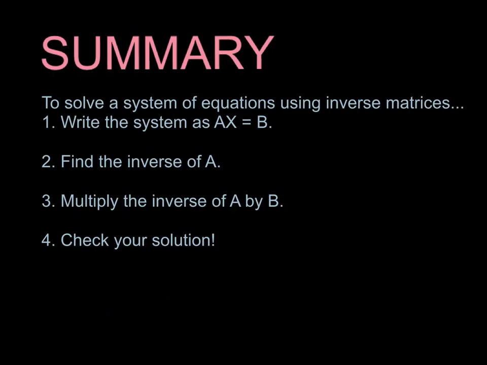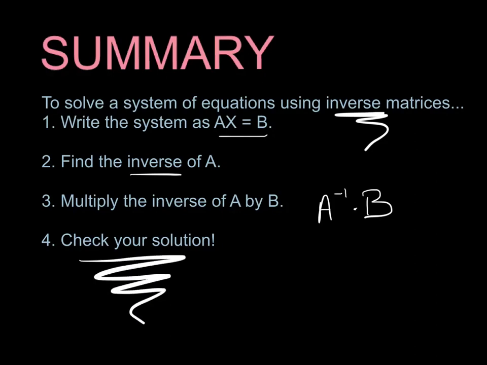So here is our summary. In order to solve a system of equations using inverse matrices, you first write the system as A times X equals B, where X will contain the variables you're solving for, in our case x and y. You find the inverse of A, then you multiply the inverse of A by B. And remember, that's going to look like this, where the inverse is to the left of B. And then always, always, always check your solution.